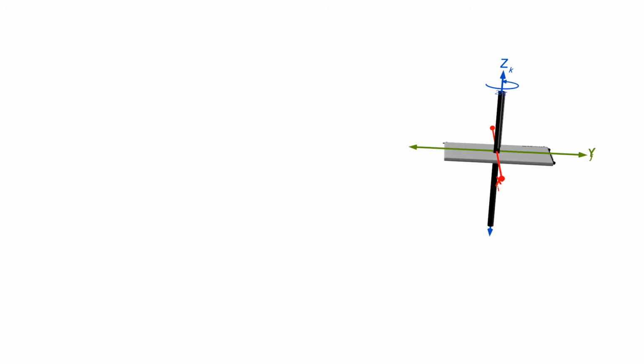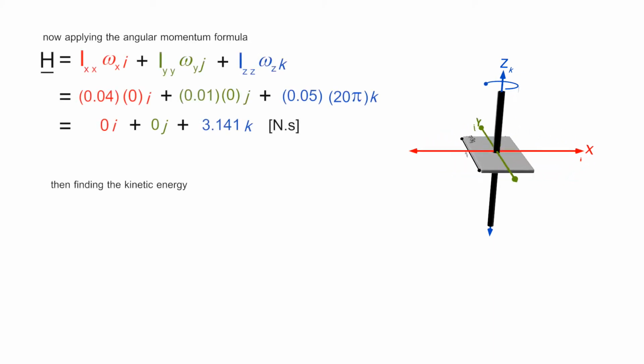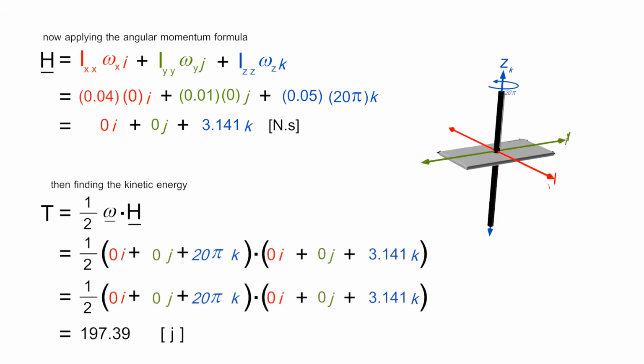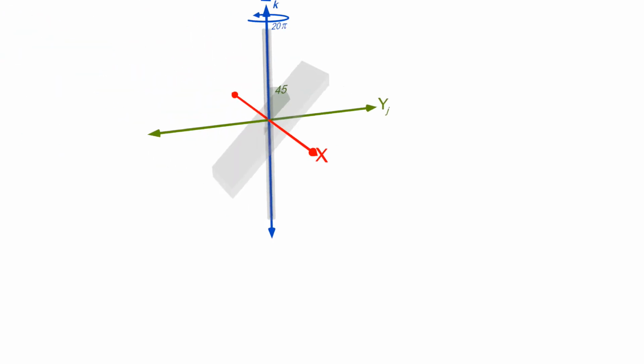Knowing the mass and dimensions of the plate, we can apply the direct formulas of moment of inertia of plates. And finally, applying all found values directly in the angular momentum and kinetic energy formulas. Notice that the angular momentum is a vector quantity, while the kinetic energy is a scalar quantity.